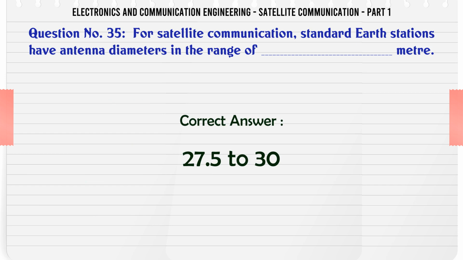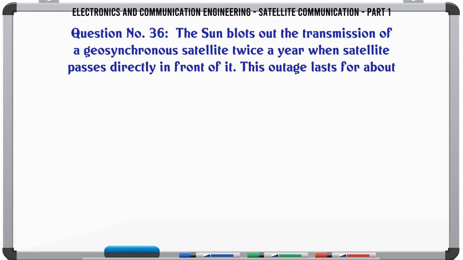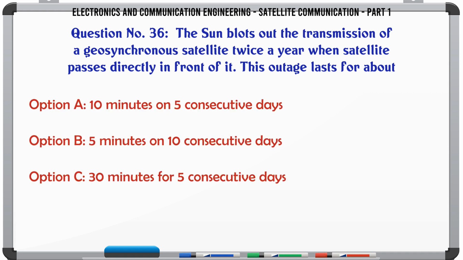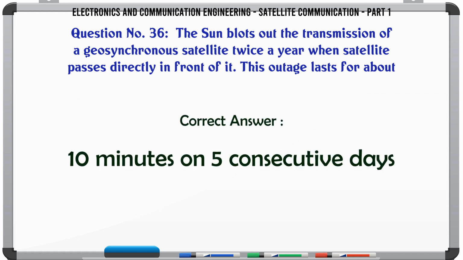27.5 to 30. The Sun blots out the transmission of a geosynchronous satellite twice a year when the satellite passes directly in front of it. This outage lasts for about: A. 10 minutes on 5 consecutive days. B. 5 minutes on 10 consecutive days. C. 30 minutes for 5 consecutive days. D. 1 hour for 5 consecutive days. The correct answer is 10 minutes on 5 consecutive days.